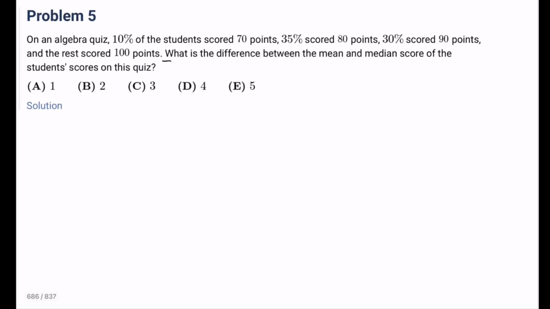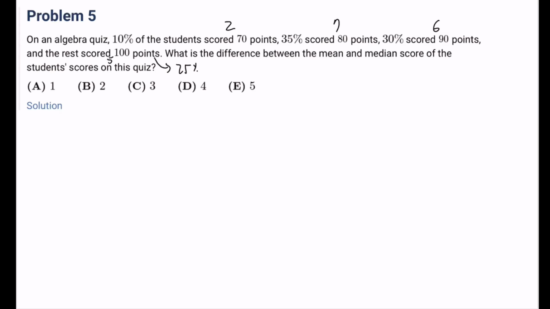Number 5. On an algebra quiz, 10% of the students scored 70 points, 35% scored 80 points, 30% scored 90 points, and the rest scored 100 points. What's the difference between the mean and the median score of these student scores on this quiz? Okay, so first, we need to find out how much the rest is. If you subtract 10, 35, and 30 from 100, that's going to give us 25, right? So this is 25%. Since they're all multiples of 5, if we just divide by 5 and say there are 20 students in total, then 2 scored 70 points, 7 scored 80 points, 6 scored 90 points, and 5 scored 100 points.